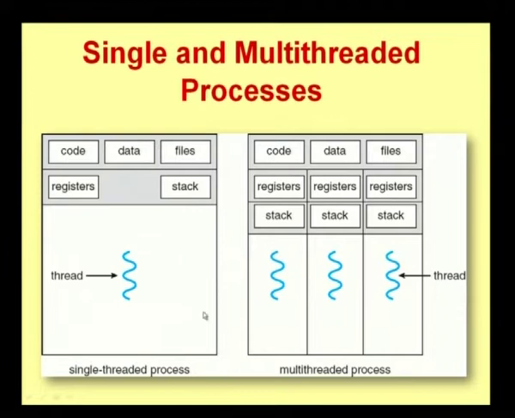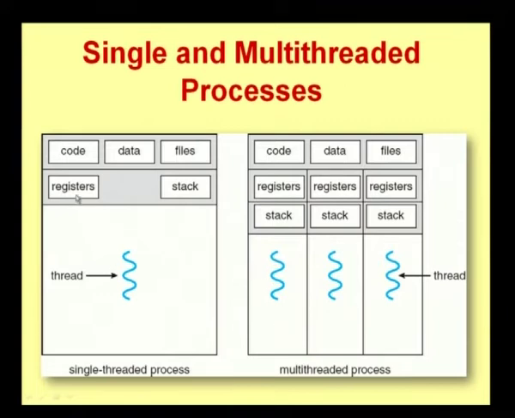This first diagram shows a single thread process wherein you have a program code, data, and files used for this particular program. Underneath this you have a register and a stack. So this is our thread, a line of execution. Whereas this diagram shows a multiple thread process wherein you have common code, common data, and common files. But when you use it for multiple purposes, then you call it a multiple thread, wherein you have an individual register and an individual stack for each and every thread.